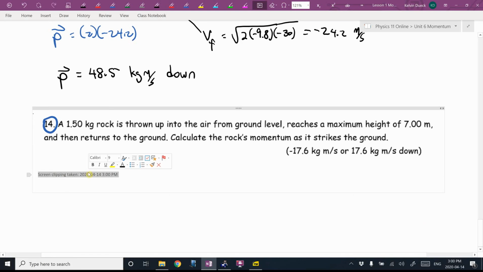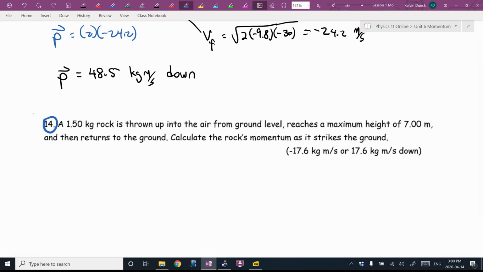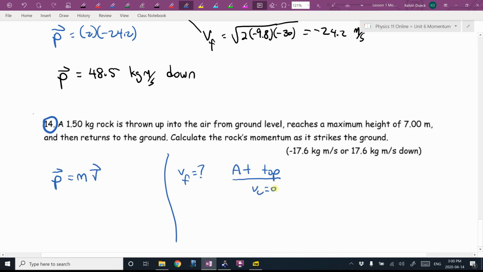Calculate the rock's momentum as it strikes the ground. Okay. Well, again, I said momentum is mass times velocity. And I said, you know what? I need to find the velocity when we hit the ground. I need to find V final. I chose to start at the top. At the top, VI is 0 for a split second. A is still negative 9.8. And from the top down, we fell 7 meters. So I said D is negative 7.